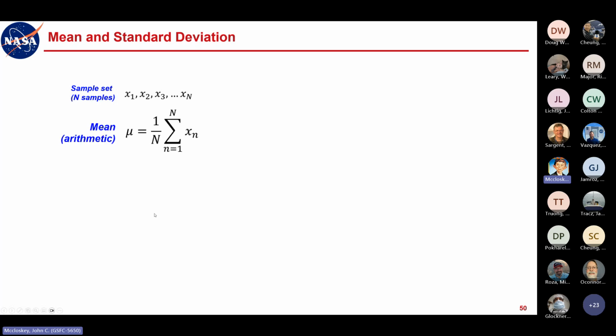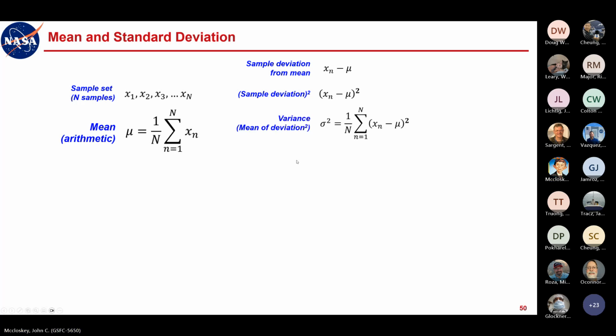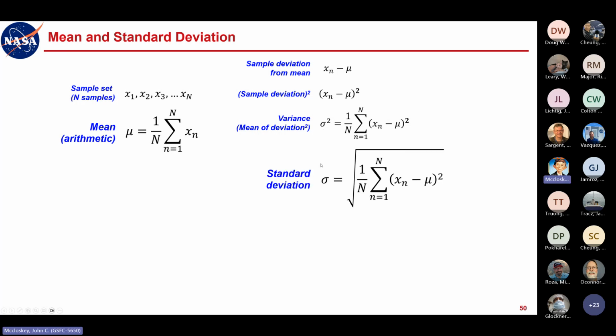Mean is pretty straightforward, right? You just add them up and then divide by the number of samples. And then you have your sample deviation from mean. So X sub n, you just subtract the mean from that. So that's your deviation. Then you square the deviation. Then the variance is the mean of that square of the deviation. So you get sigma squared. Then you take the square root of that variance. That gives you your sigma, your standard deviation unit.